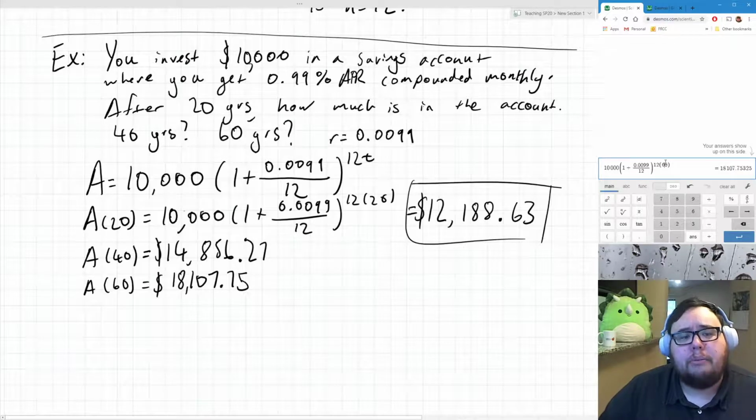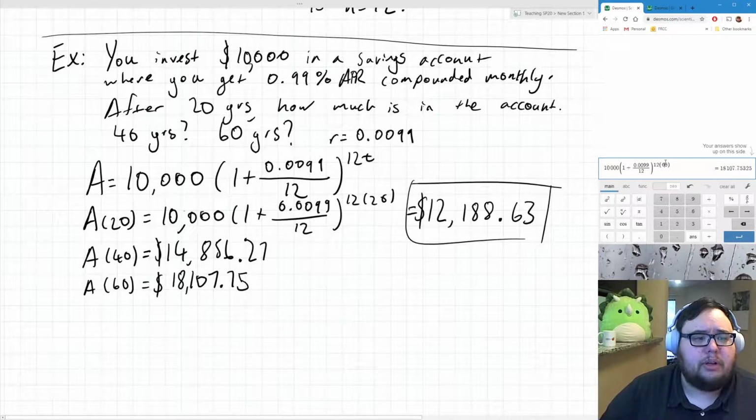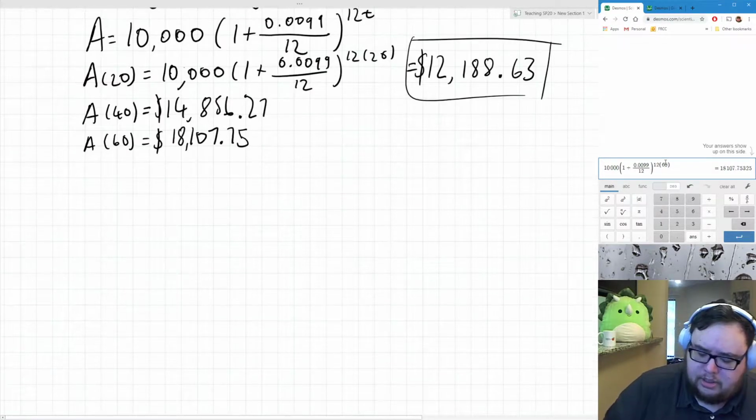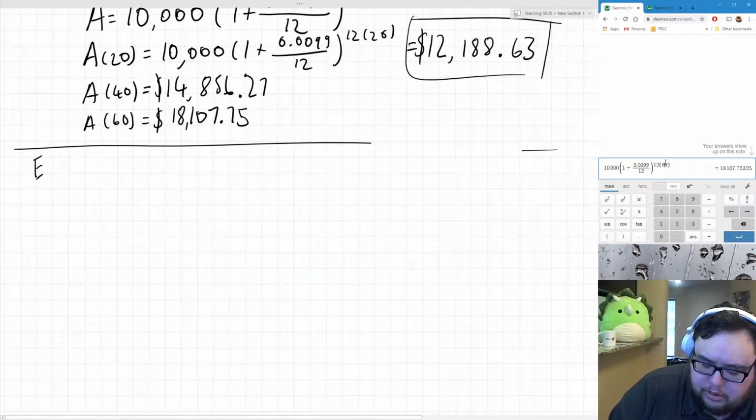There is another compound interest formula, but in order to talk about it, we have to talk about something else first. We have to talk about a new fundamental constant. So let's talk about Euler's number, e.